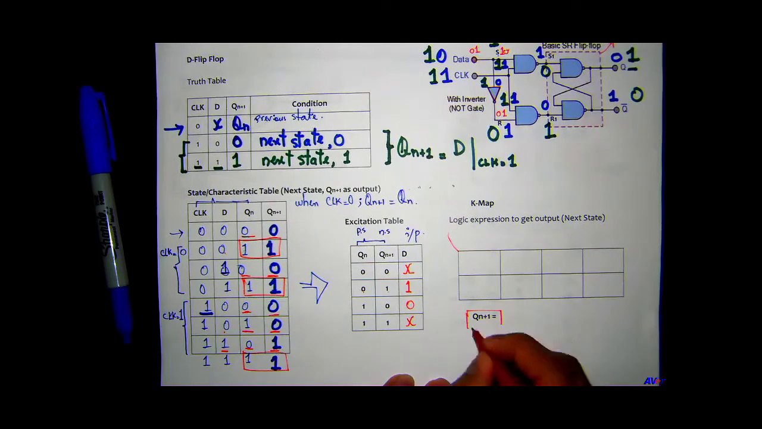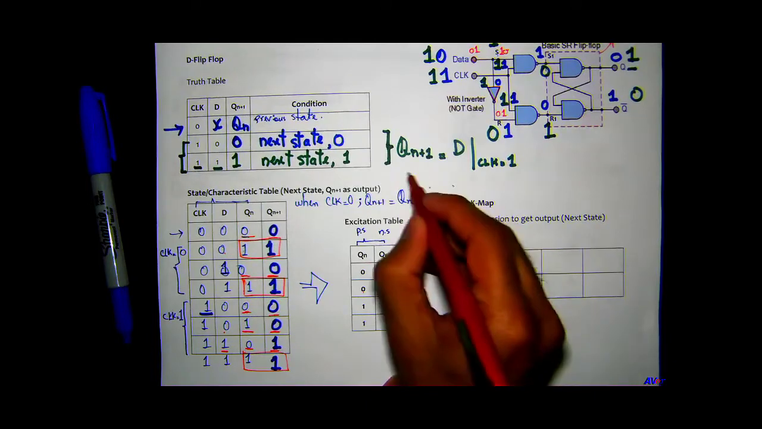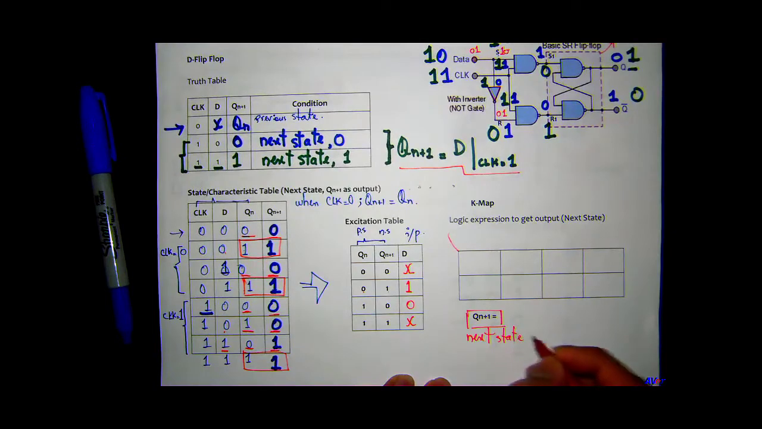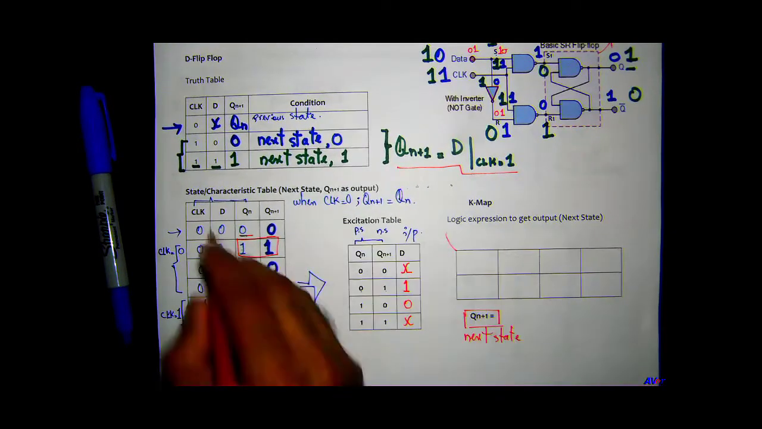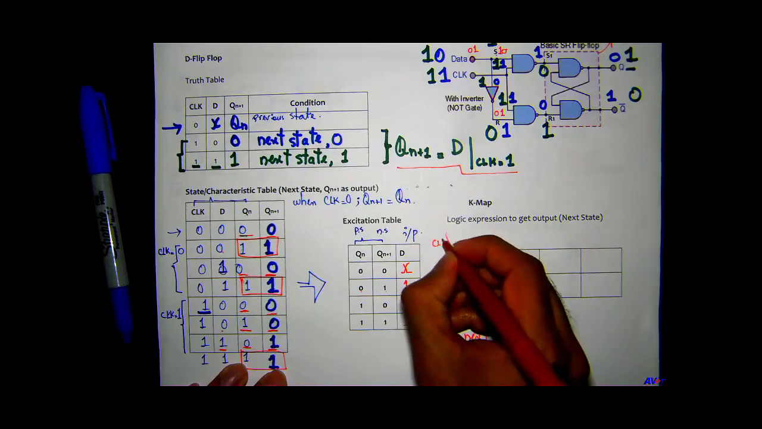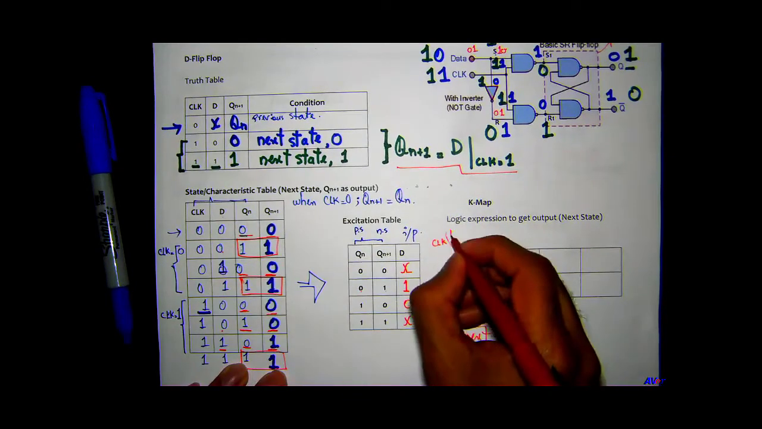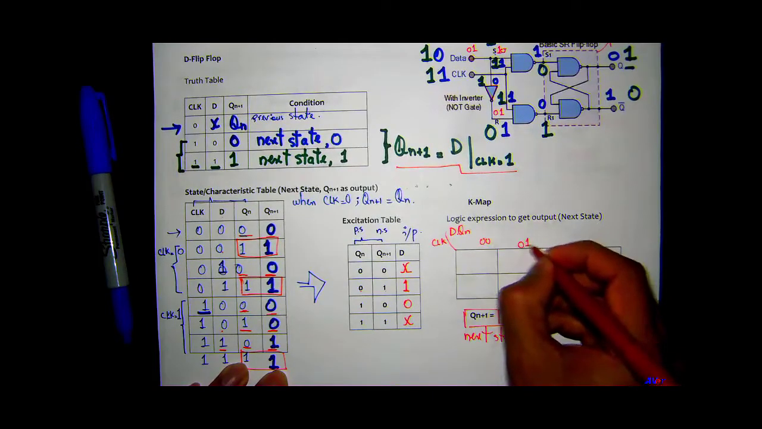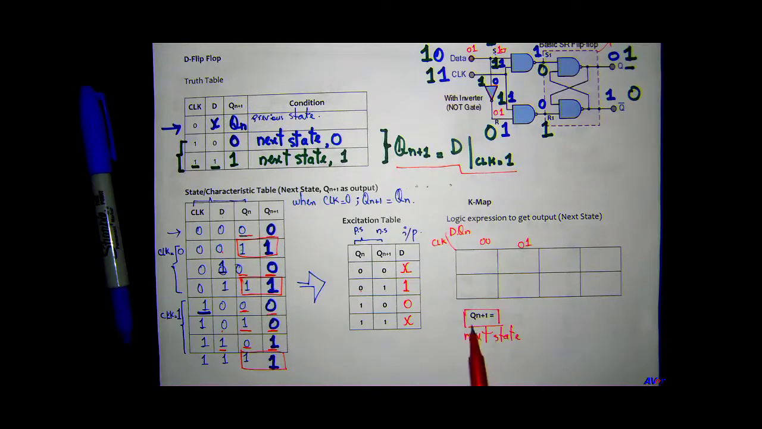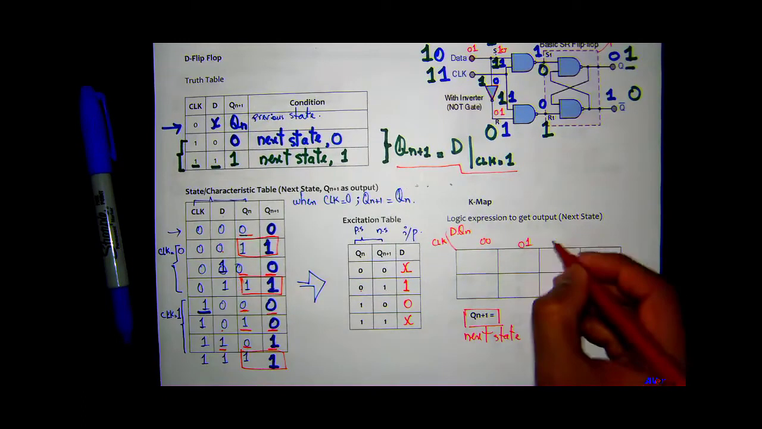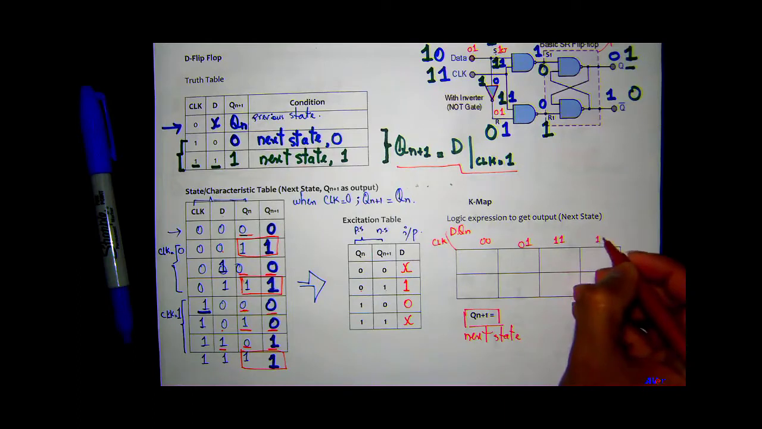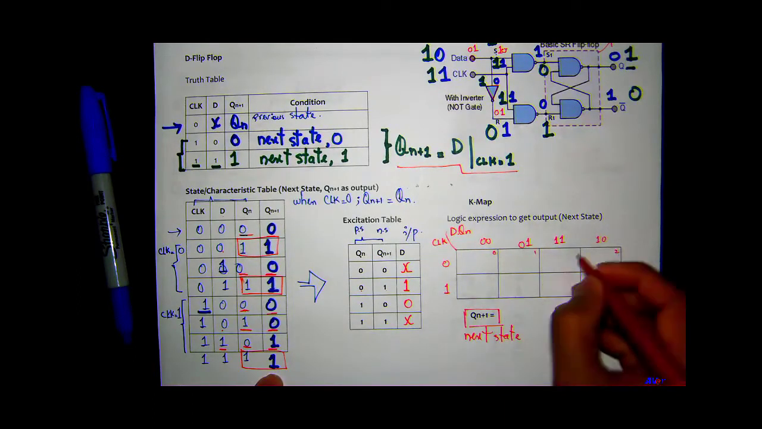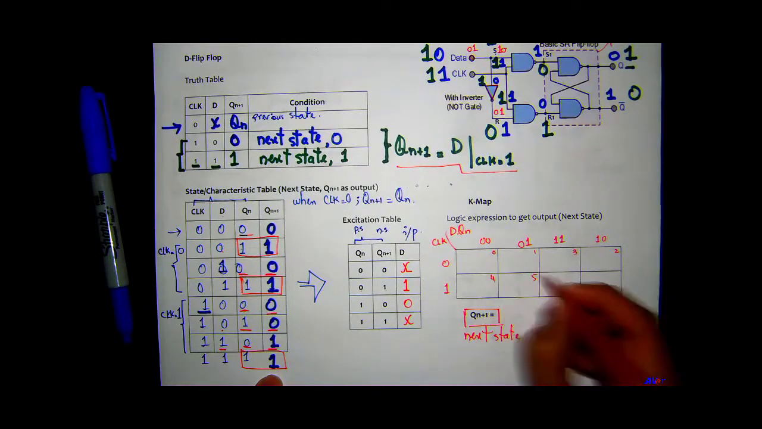The expression for the next state, which I already have over here, but let's make sure we got this right. Again, we have clock here, and then D and Qn, D dot Qn here: 0, 0, 0, 1. When we're using a K-map to get the expression for the next state, we are looking at the state table. This is 1, 1, this is 1, 0, 0, and 1. So 0, 1, 2, 3, 4, 5, 6, 7.